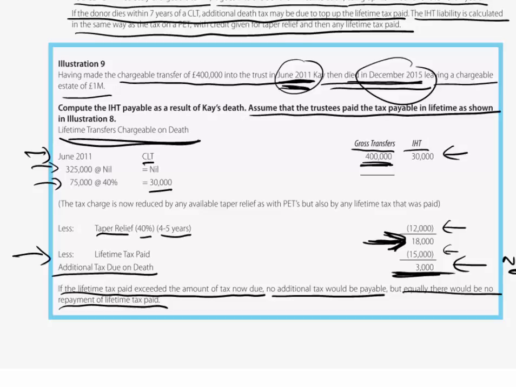Right. Take time out now, please, to go through, check it again, the examples, these illustrations 8 and 9. Make sure you're happy with what we've done and what we have said. So pause now, please.